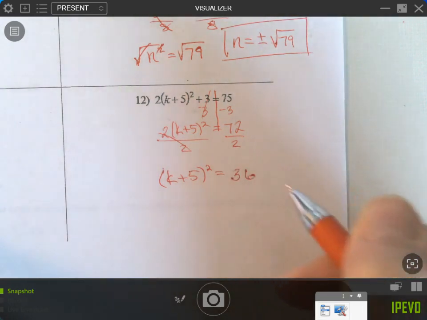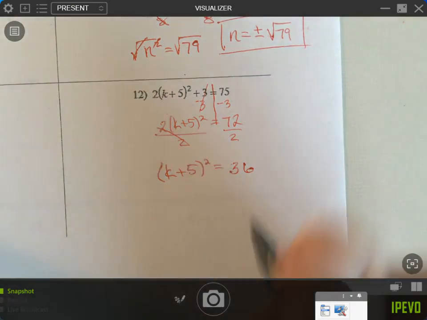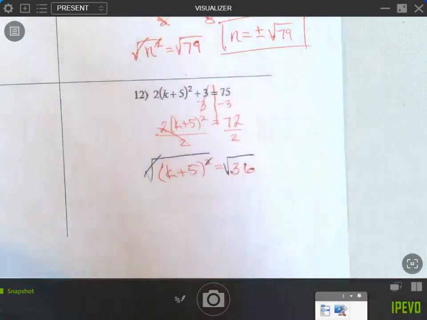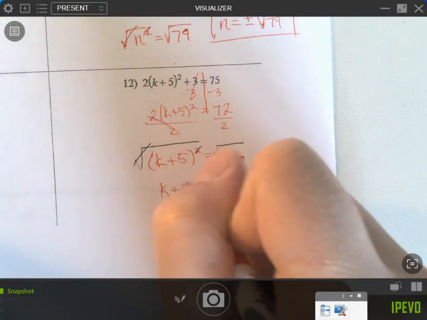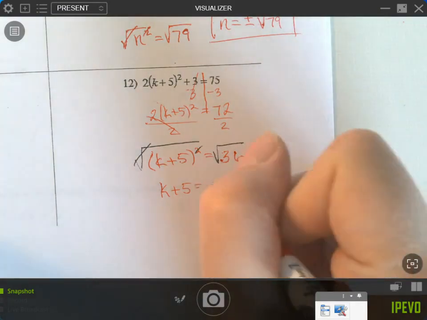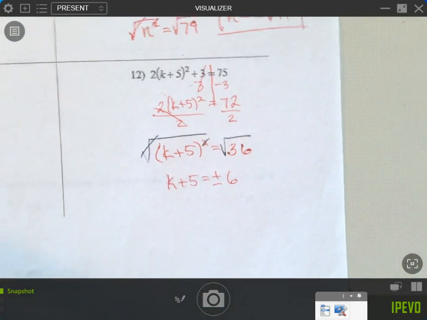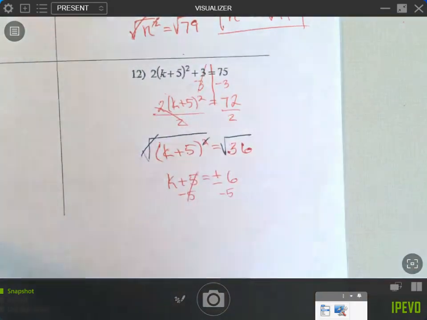36. All right, now what's my next step? Square root it, right? The whole quantity squared, so I'm going to square root it to cancel that and square root this. So what's left? K plus 5 equals, think before you answer, I'm taking a square root. Not just 6, positive or negative 6. So when you go to finish this, what are we doing to get k by itself? Minus 5, but this is where I have two different answers.